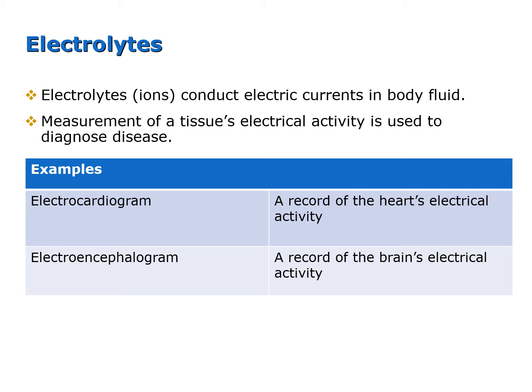Now, similar to the electrocardiogram, we can perform an electroencephalogram that will record the brain's electrical activity. That again is the result of ions moving in and out in different processes that we'll discuss in chapters 3 and 4 that will determine the electric activity of our brain.